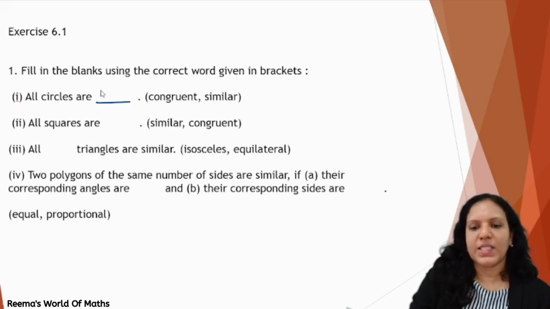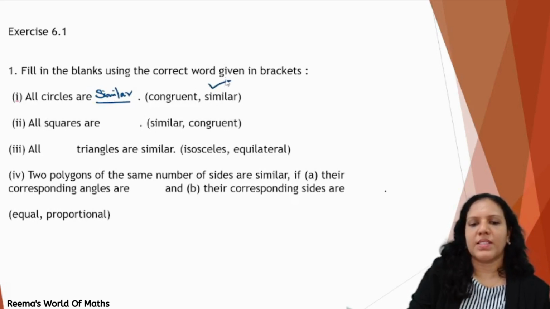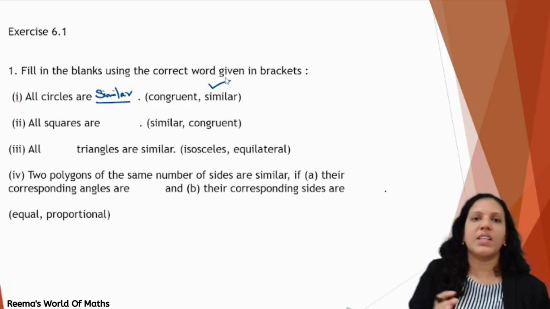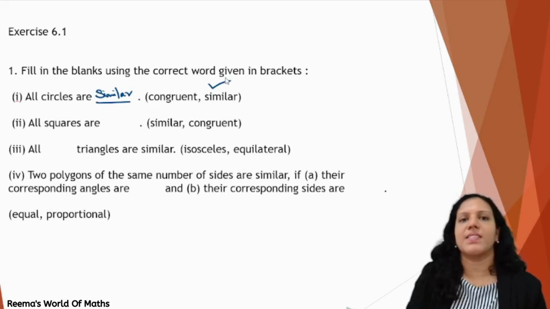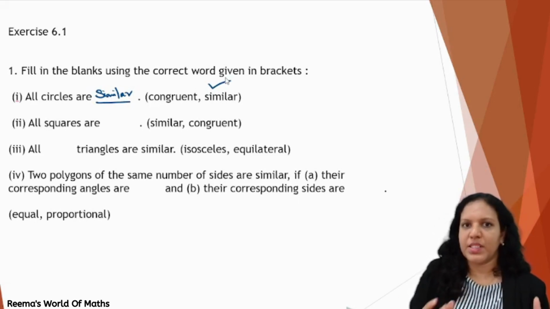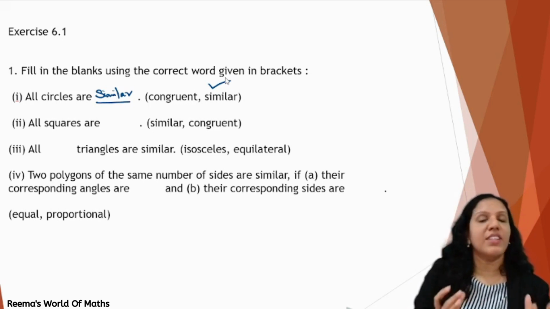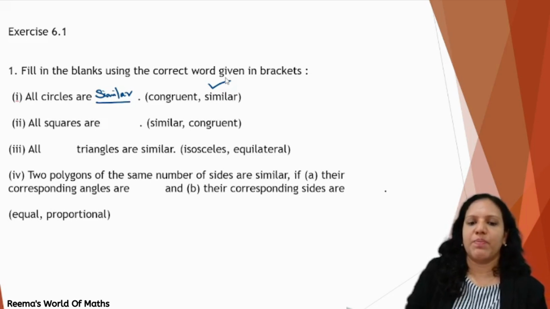So all circles are similar. So this is the correct answer. Why? Because only the circles will be congruent if the radius is same. For figures to be congruent, the size and shape should also be equal.